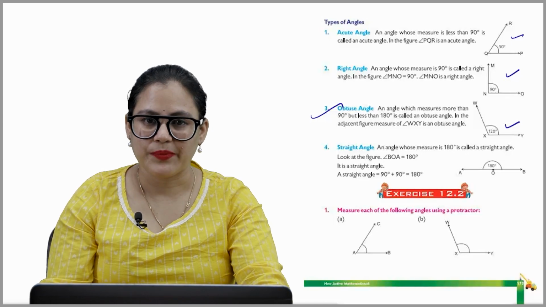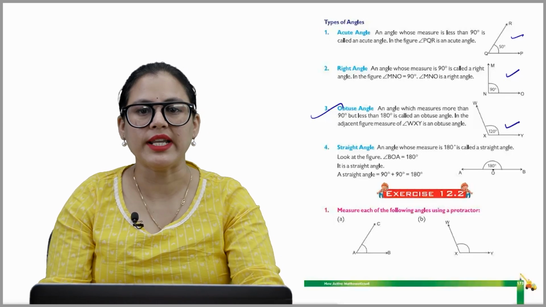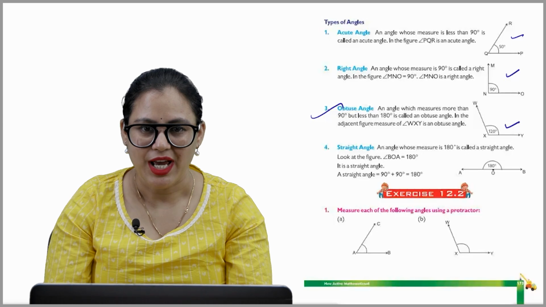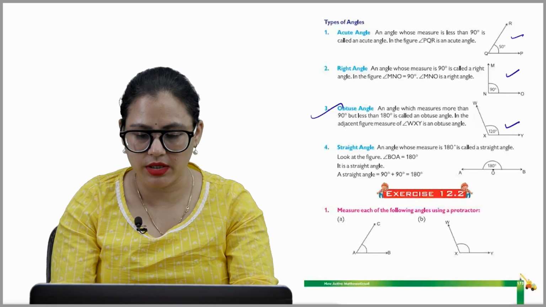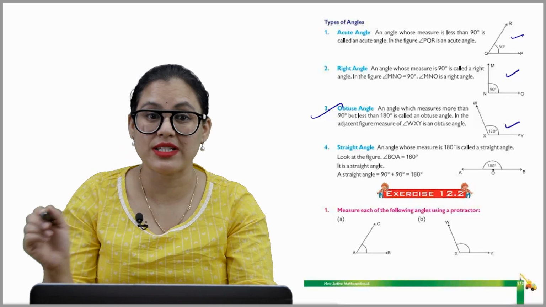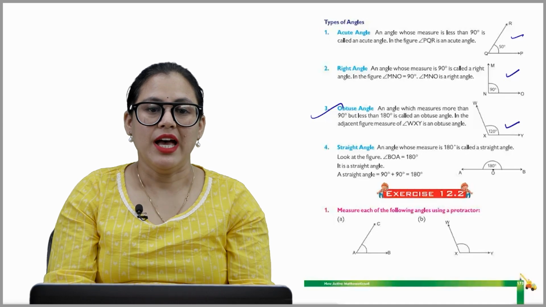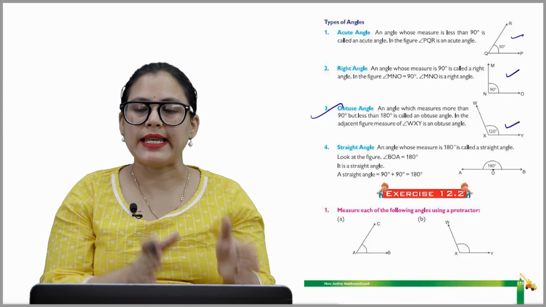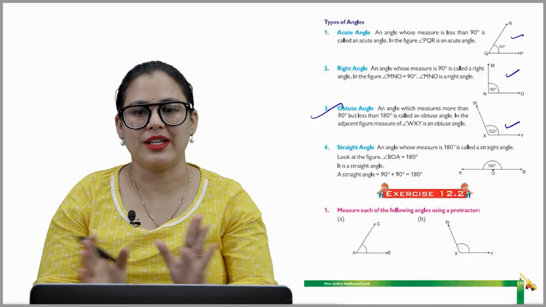Number 4, straight angle. An angle whose measure is 180 degrees is called a straight angle. Look at the figure. Angle BOA is equal to 180 degrees because it is a straight angle. It is a straight line. A straight angle is equal to 90 plus 90 degrees, which is equal to 180 degrees.